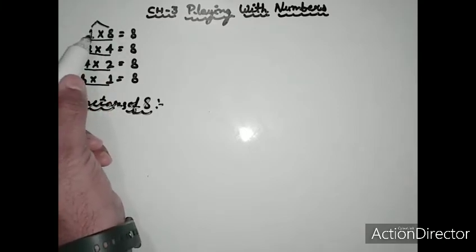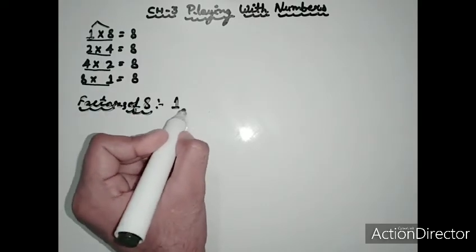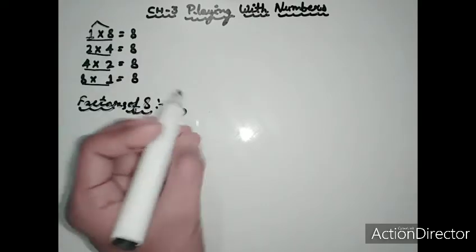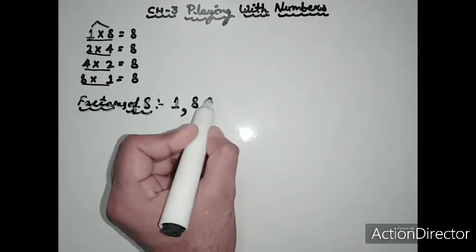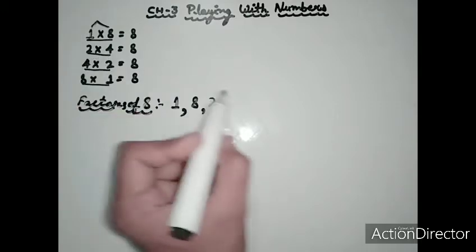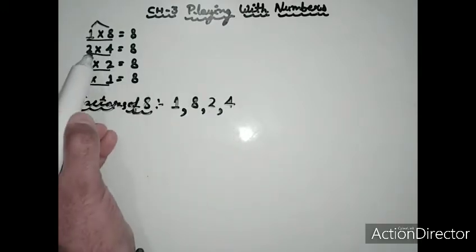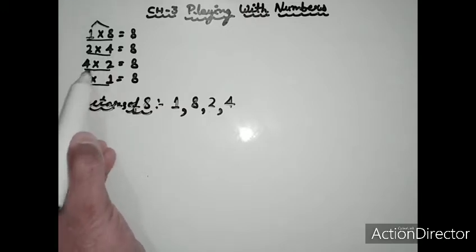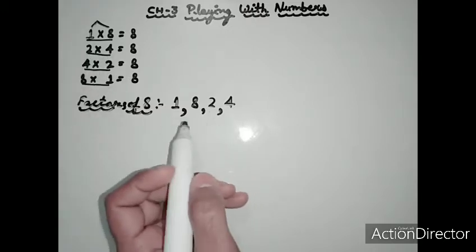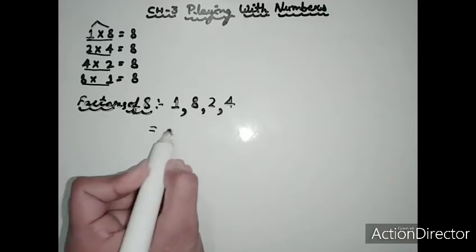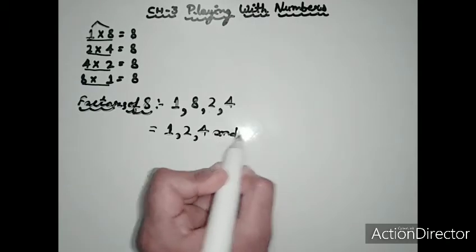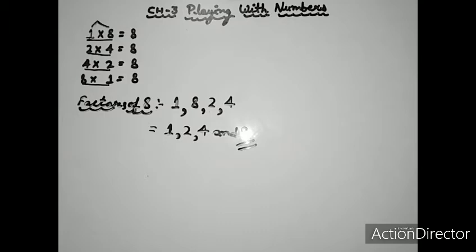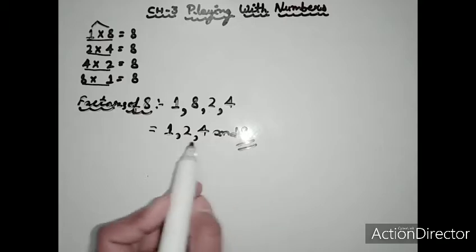Now here first we start from 1. Here we write first 1, comma, then 8, then comma 2, then comma 4, and the other numbers repeat again, so there is no need to write these numbers again and again. So what are the factors of 8 here? So here we write 1, comma, 2, comma, 4 and 8. So these four numbers are the factors of 8.